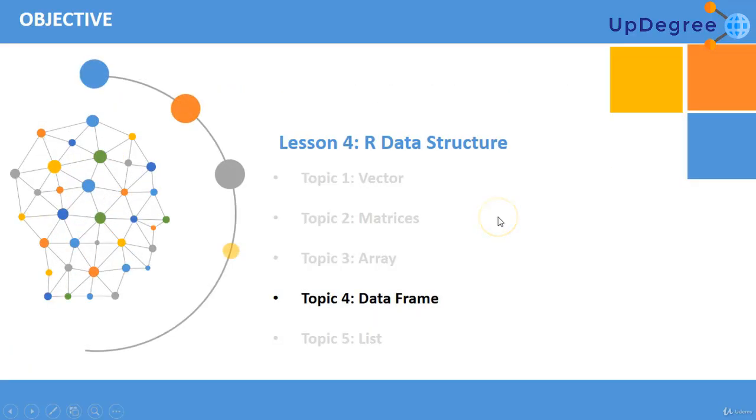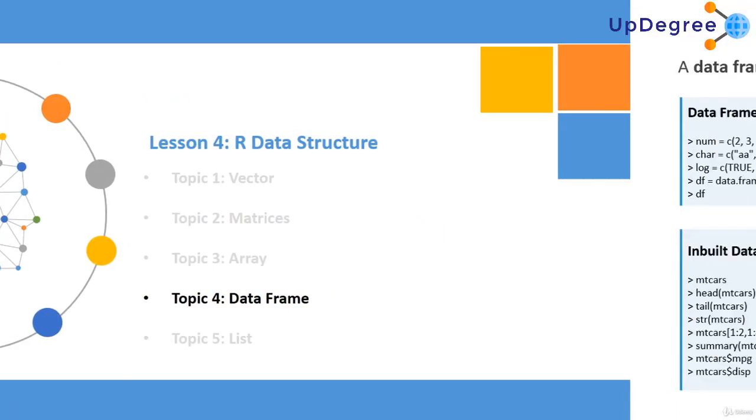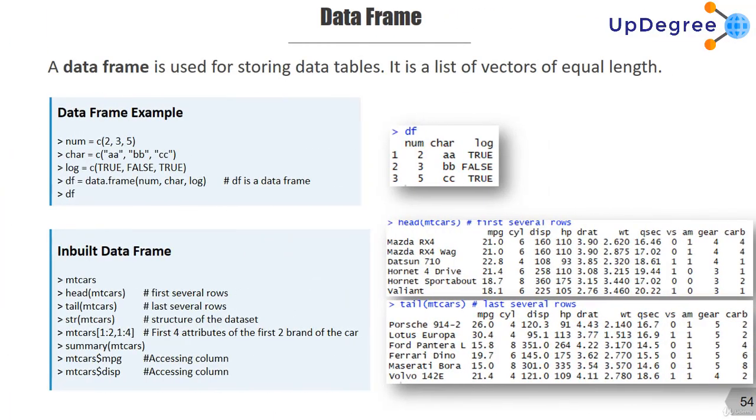So what a data frame does, let me walk you through. A data frame is used for storing data tables. It is a list of vectors of equal length. So all the vectors we have learned, right? Numerical vector, character vector, logical vector, and all those things. But what if you want to now mix them?